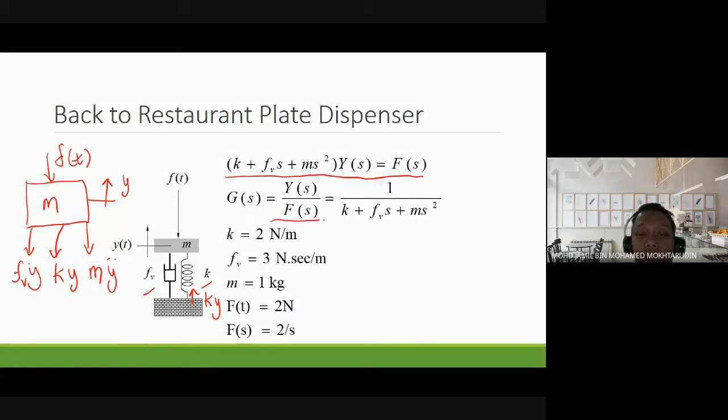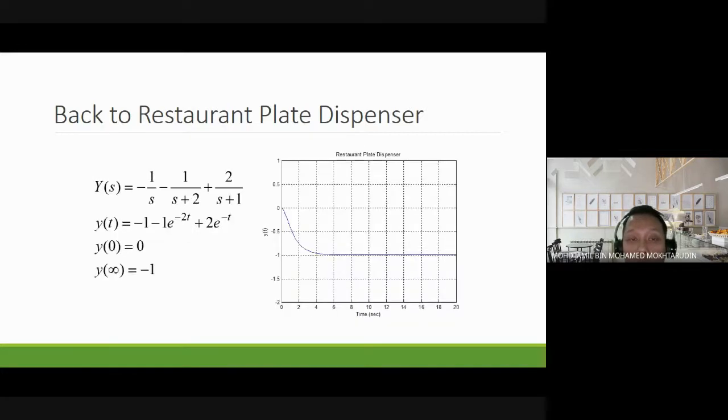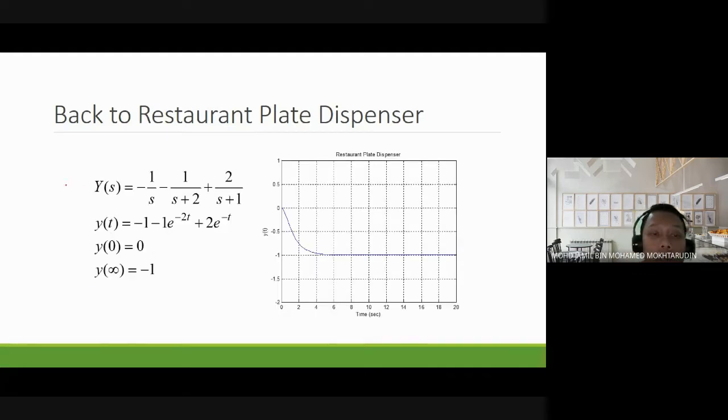Then we find the transfer function, and these are the values given for this example. So we just substitute into the transfer function. Then maybe we can further find the time response, or y(t). So this is Y(s), and we want to find y(t). We need to use what we learned last week, the partial fraction expansion and inverse Laplace transform. This is the partial fraction expansion, and then we get this final equation of Y(s). Then we perform the inverse Laplace transform, so we get y(t).